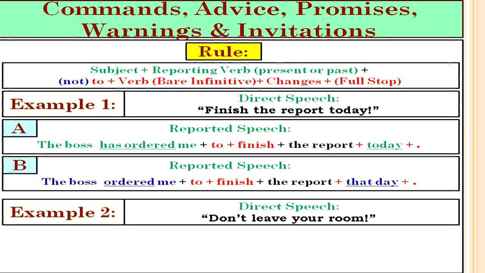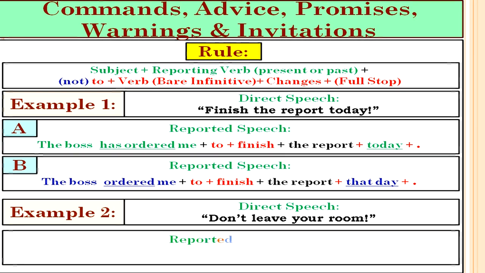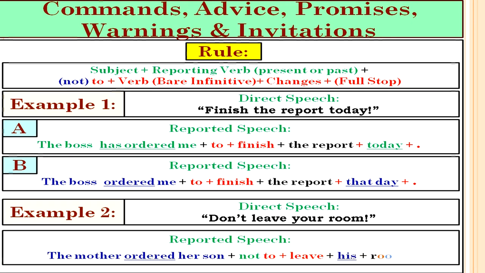The mother ordered her son. Ordered is the reporting verb, and it is in the past tense. According to the rule, we have to plus verb in bare infinitive or not to plus the verb in bare infinitive. In the sentence in direct speech, we have negation in don't. So we need to make use of negation here.